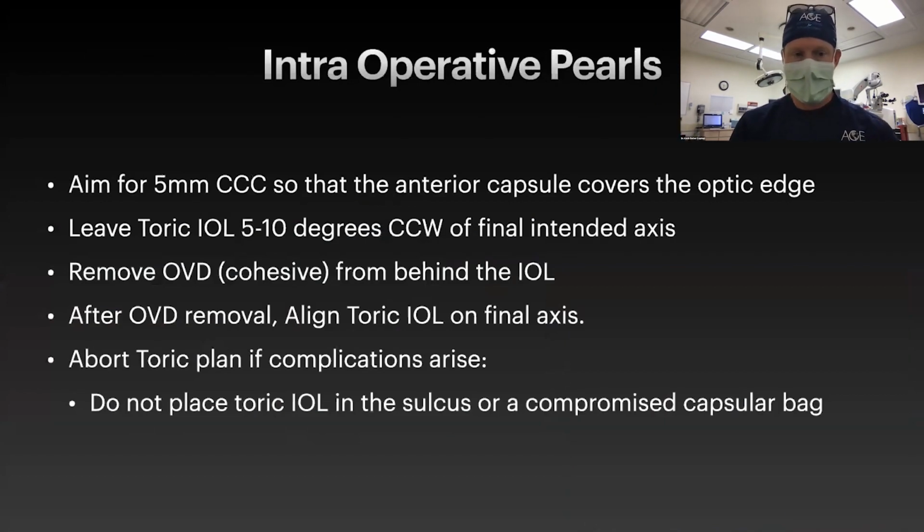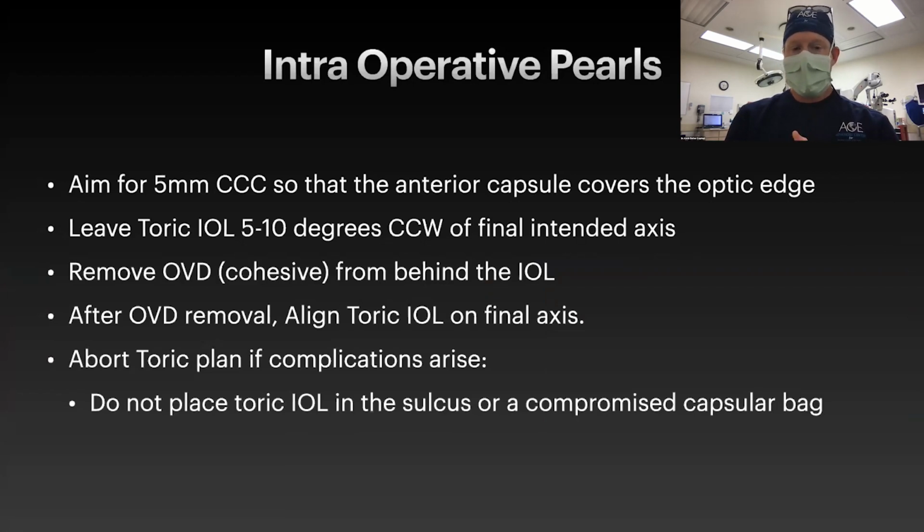So some of the pearls: you always want to aim for about a 5mm capsular rhexis because you want that anterior capsule to cover the optic of the lens. If you make a large capsular rhexis, it's increasing the possibility of that lens rotating or moving. It also can allow the lens to move more anterior, which can cause a myopic outcome.